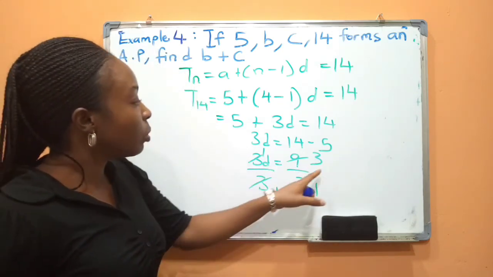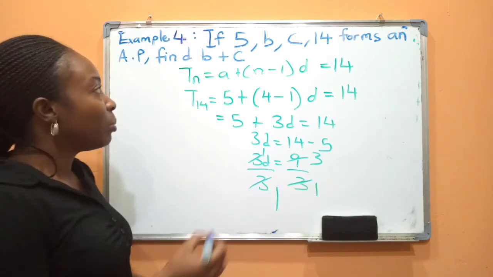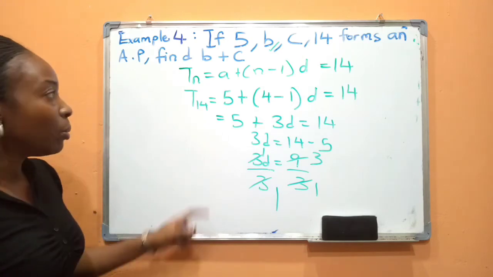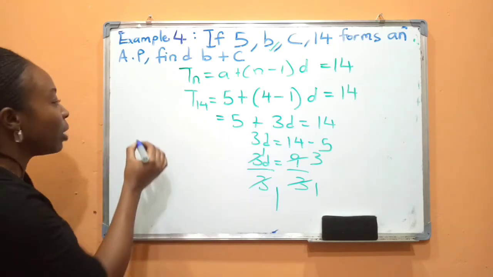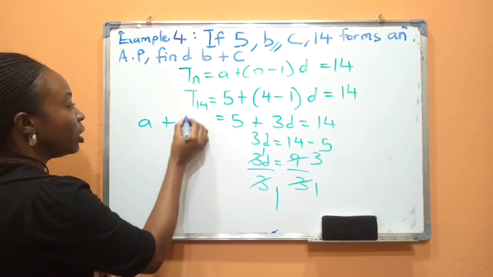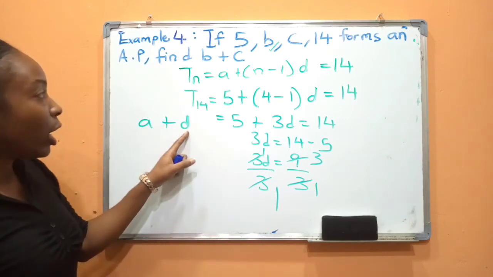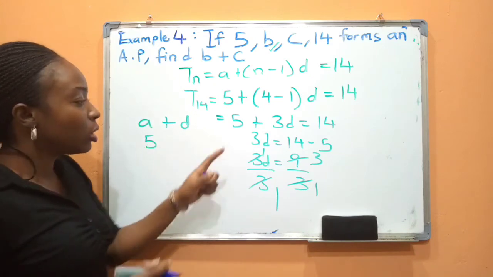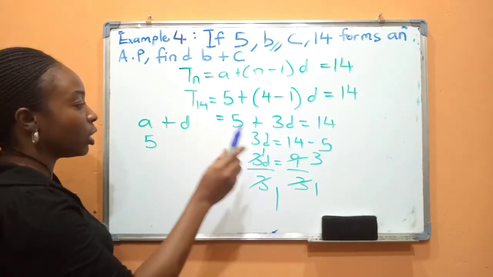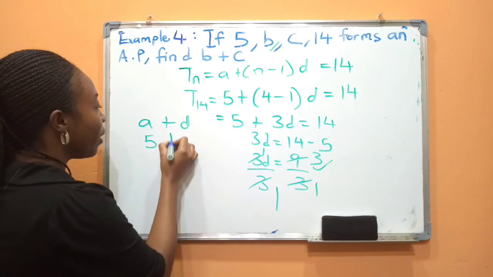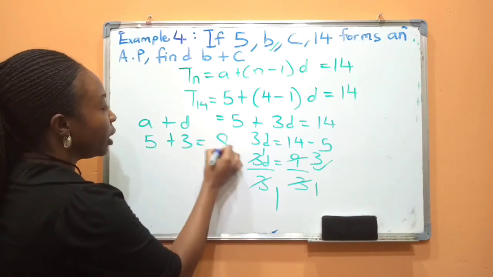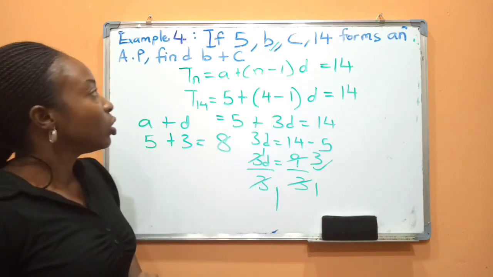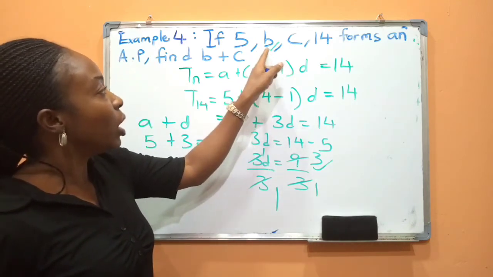And if we know the common difference is 3, what that means is that if we want to find the second term, remember, it's the same as saying a plus d. I earlier explained this. And we know that the first term is 5, right? And the common difference is 3. So we're going to do 5 plus 3, it gives us 8. So you can see we've gotten the same answer. So now that we know this, the second term is 8.